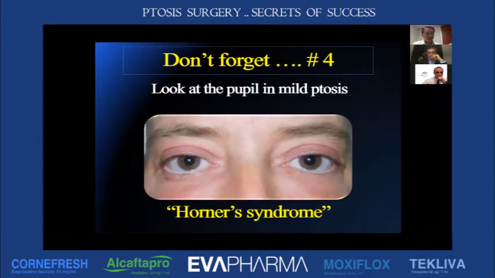Also, look at the pupil in mild ptosis. This patient has Horner syndrome, and we imaged him on the spot and he proved to have a dissecting carotid aneurysm, so it might be fatal. So never ever forget the pupil if you have mild ptosis.